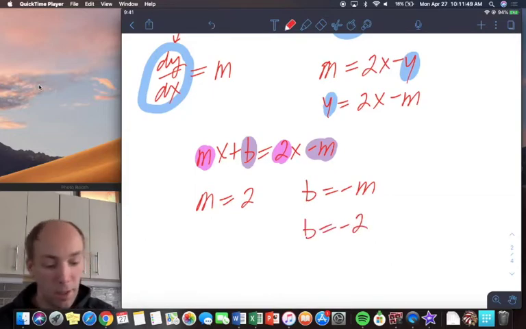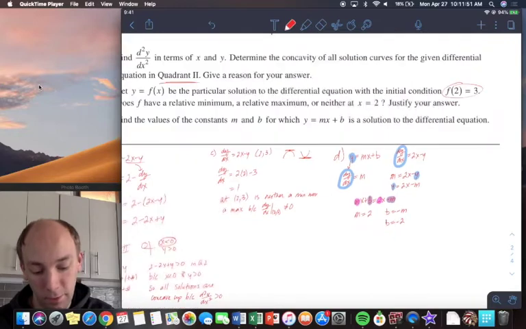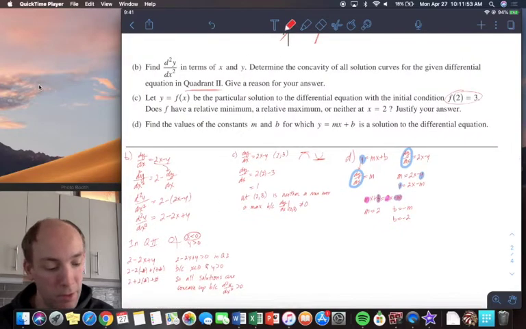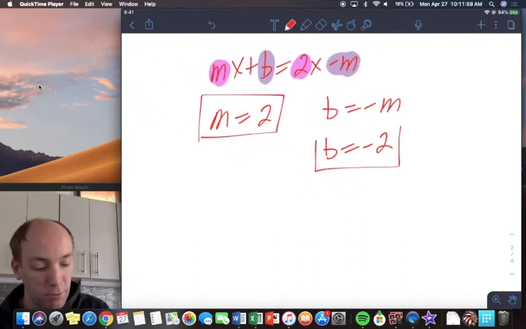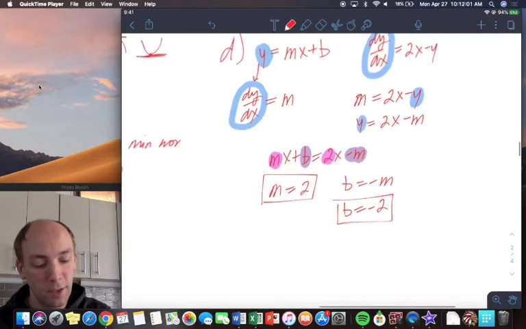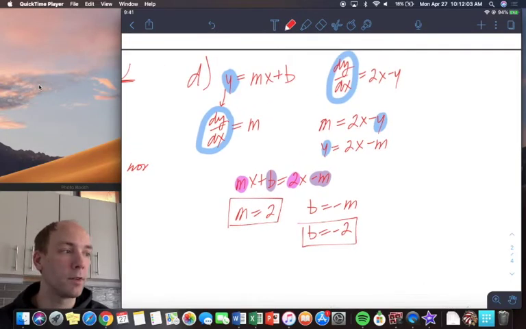Okay? And it says, find the values of the constants m and b for which it is a solution to the differential equation. Well, we found the m value. We found the b value, so that problem's done. Okay, a little bit tricky, a matter of determining what exactly they're asking for, but we can do it.